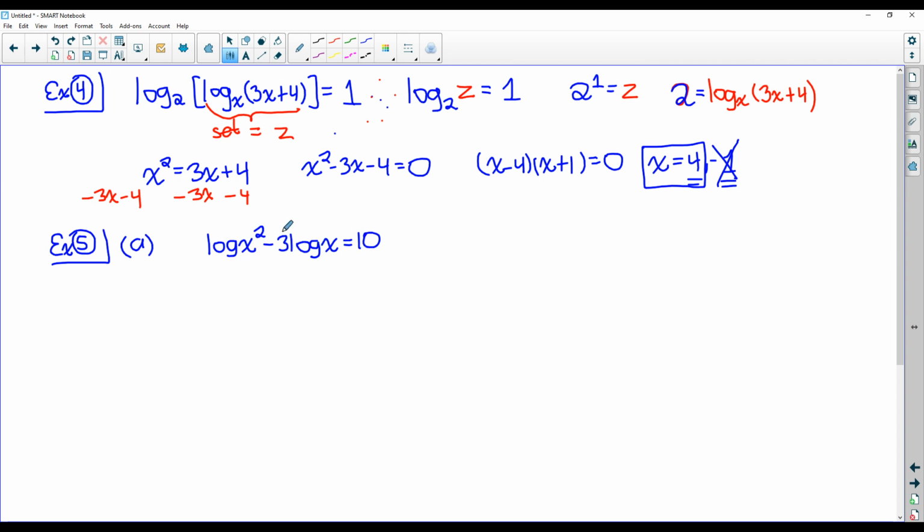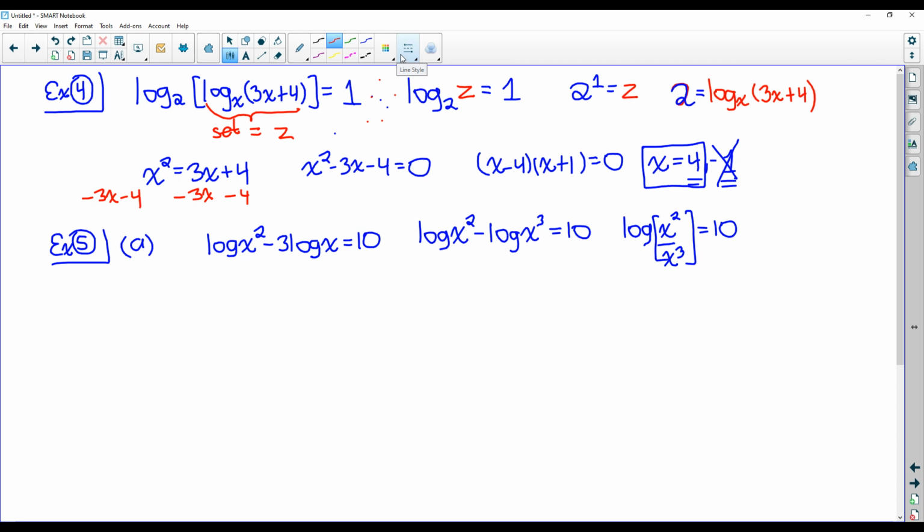I can't combine them unless I get rid of this coefficient. So we'll just take this coefficient and move it up to the top of the argument. So this would be a log of x squared minus log of x cubed. And then this would be equal to 10. Okay, combine these two logs together using the quotient rule. So it would be log of, since you're subtracting the logarithms, we're going to use division. So x squared over x cubed, and that's going to be equal to 10.